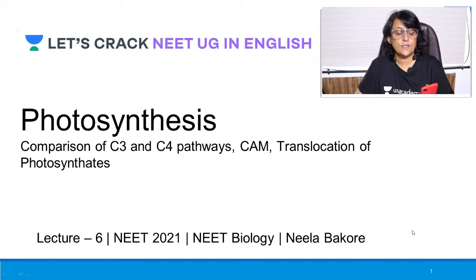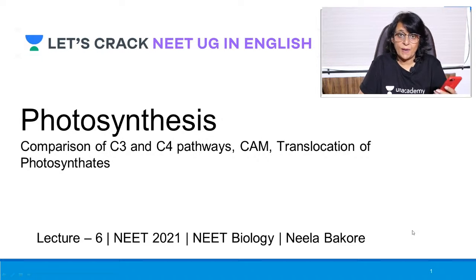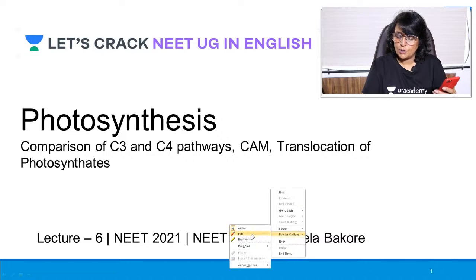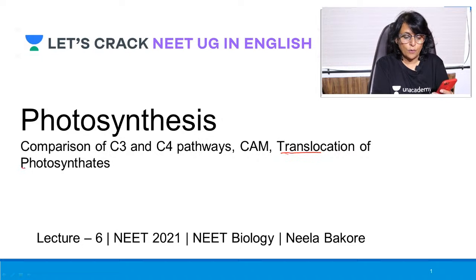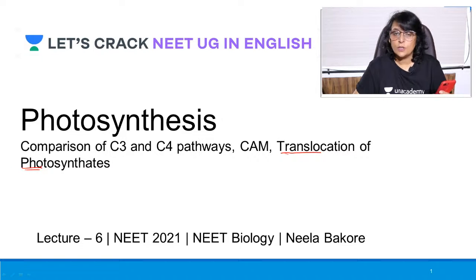The first thing first, we are going to check for the audio, and if audio is alright, then we'll continue with this. We are closing in for the completion of this chapter, that is photosynthesis. Today we will be talking about C4 cycle and the comparison part. We will also take up CAM, that is crassulacean acid metabolism, and then in short we will also talk about translocation of photosynthate. Photosynthate means the substance which is synthesized during photosynthesis.